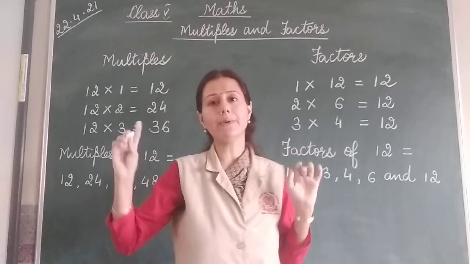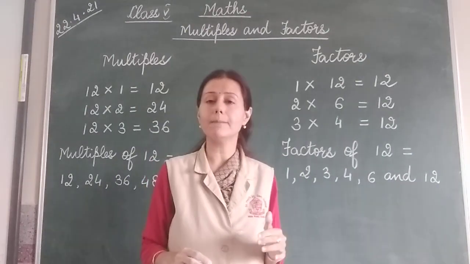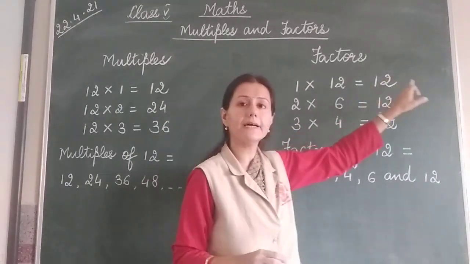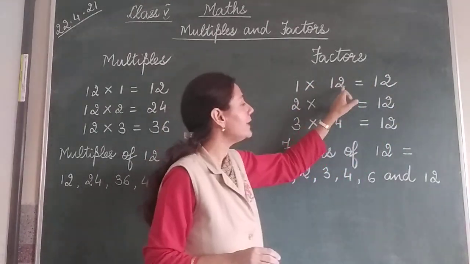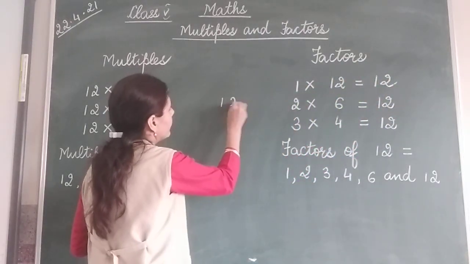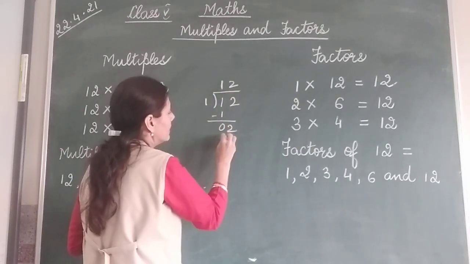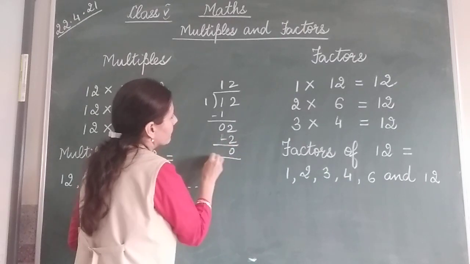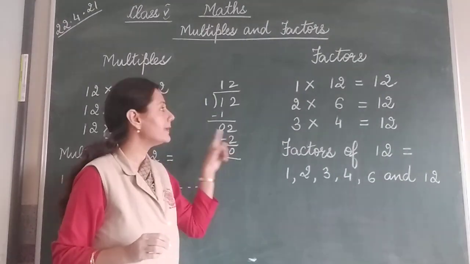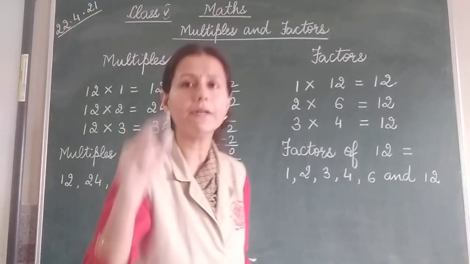For the same number 12, now we will find out the factors. Beta, factors of a number are those numbers which completely divide that number. 1 12 is 12. So beta, 1 and 12 are the factors of 12. If you divide 12 by 1 children, what will you get? The quotient is 12 and the remainder is 0. So remainder is 0 means 12 is completely divisible by 1, and 12 if you divide by 12, then what will you get? 1.